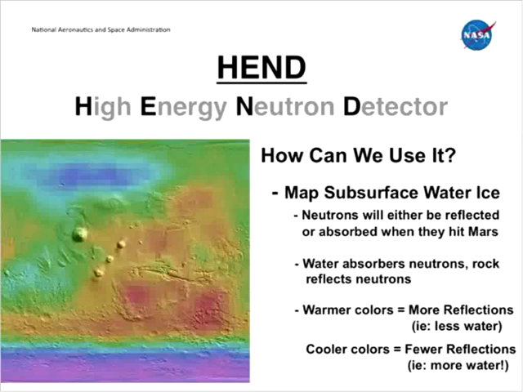Now the reason it's difficult to use is that the color scheme is backwards, because we're not measuring how much water ice there is. The map is measuring how many neutron reflections we're seeing. So areas that are red are indicating lots of reflections, which means that there's very little water ice in the subsurface. Areas that are cooler in color, those represent fewer reflections of neutrons, which means there's more water in the subsurface.